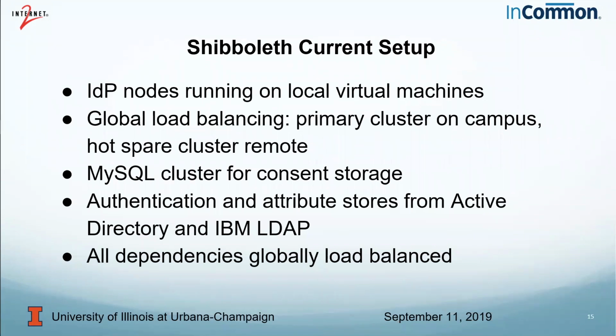I'm going to talk about some of the Shibboleth specific pieces here, though, for getting the Shibboleth IdP Trusted Access Platform container into AWS. Starting with our current infrastructure, and this is probably similar to what many of you have today. We have IdP nodes running on campus on virtual machines. We have a couple here on campus. We have a couple in a remote data center. Those are all behind a global load balancer.